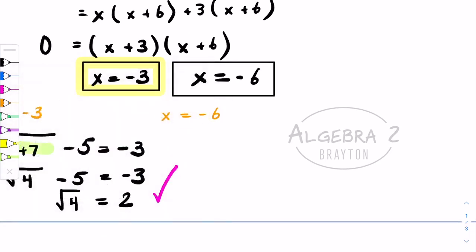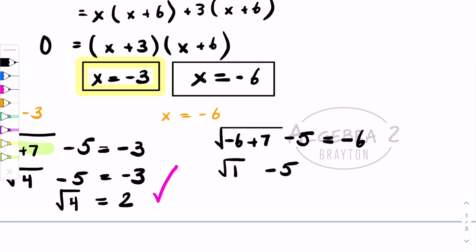Next, we're testing x equals negative 6. This gives us the square root of negative 6 plus 7, minus 5, is equal to negative 6. Negative 6 plus 7 is the square root of 1 minus 5 is equal to negative 6. Add 5 to both sides. The square root of 1 is equal to negative 6 plus 5, which is negative 1.